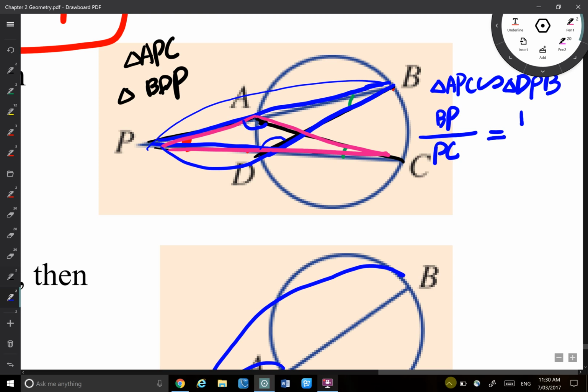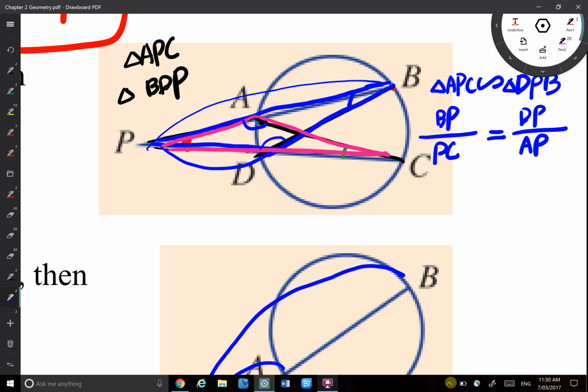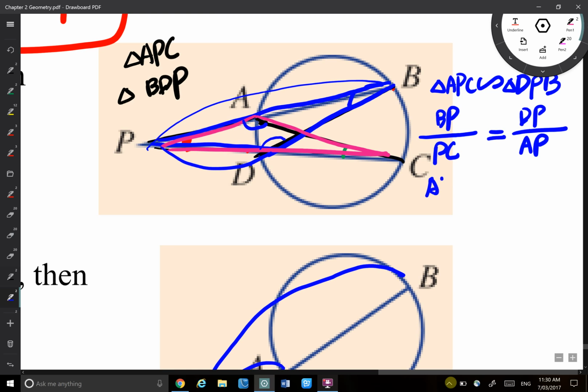So it's DP. DP is opposite to this green angle, then AP is opposite to the green angle as well. So you have cross multiplication: AP times BP equals DP times CP. That's by similar triangles as well.